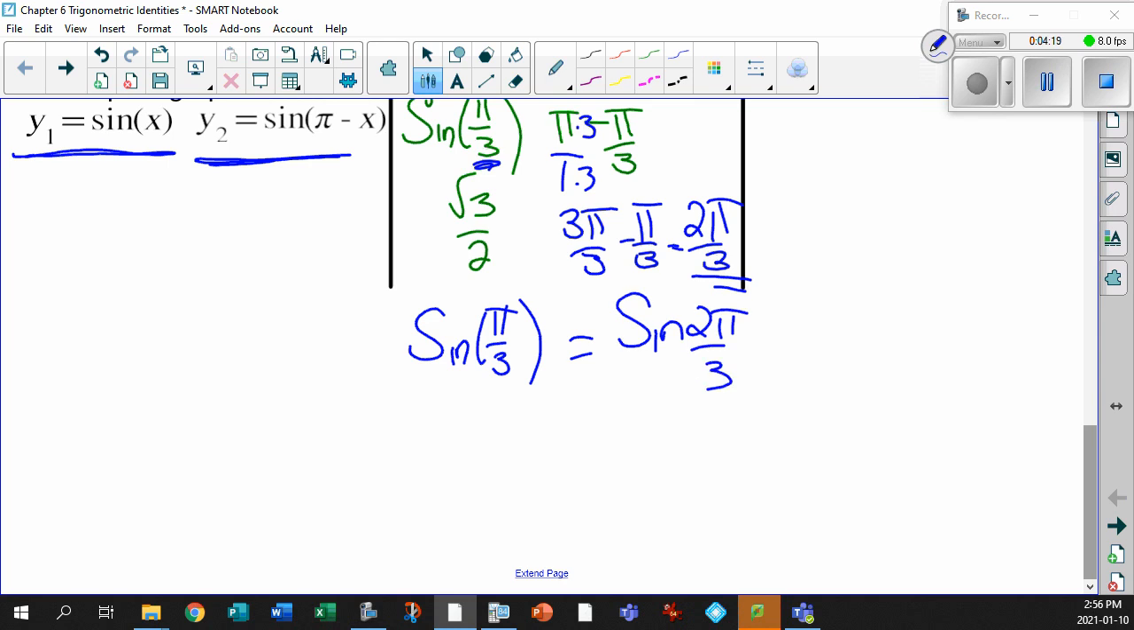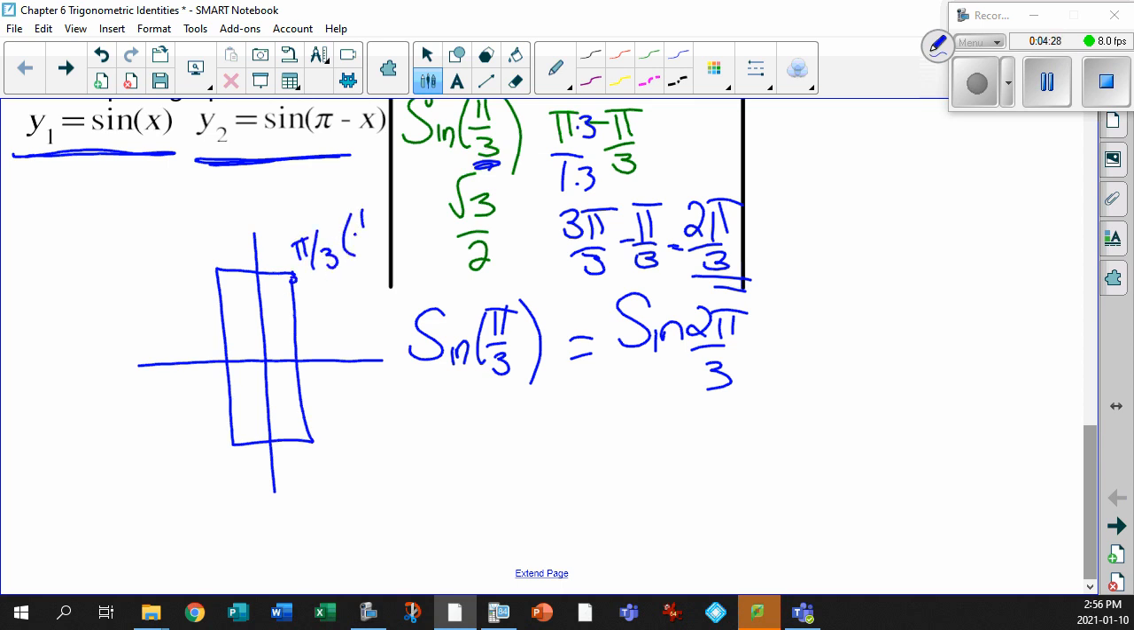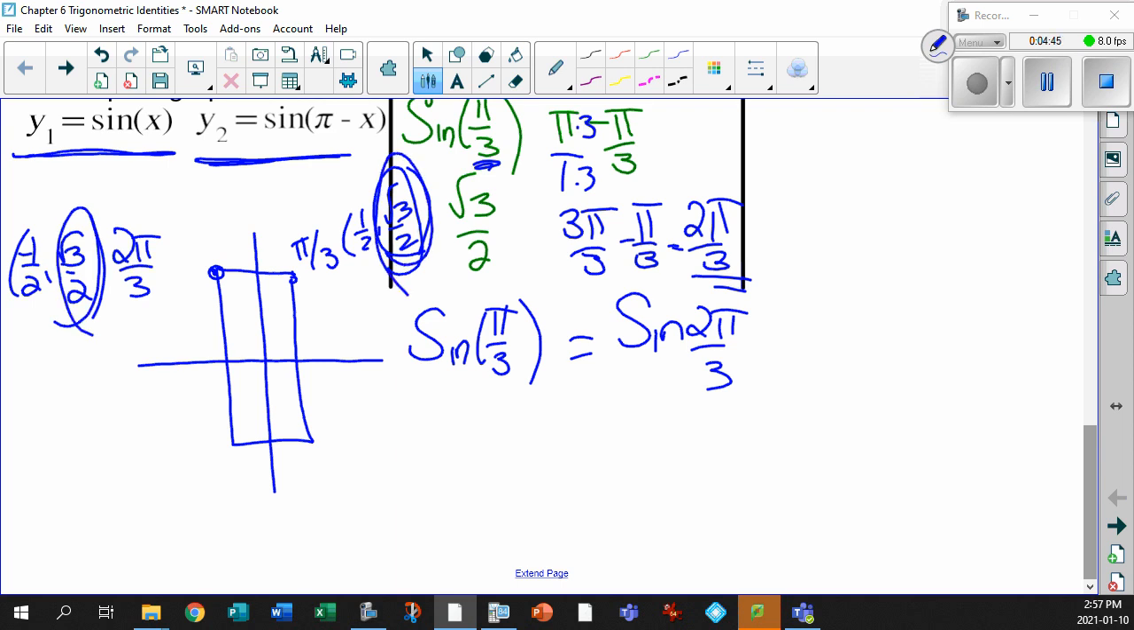Well, simple. Draw your nice little unit circle, and you'll see there's the pi over 3, remember? There's the pi over 3, which has coordinates of 1/2, root 3 over 2, and you know already that sine is that. But take a look at over here. When you have 2 pi over 3, what are the coordinates of that guy? Yeah, it's minus 1/2, root 3 over 2. So in fact, they do have exactly the same value. This is root 3 over 2. That's root 3 over 2.